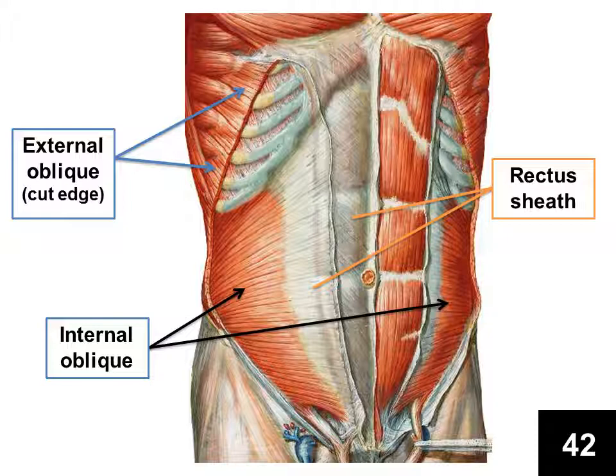The tendon also is attached medially to the linea alba, but laterally it forms a free border. That means the conjoint tendon medially is attached to the linea alba, but on the lateral side it forms a free border.